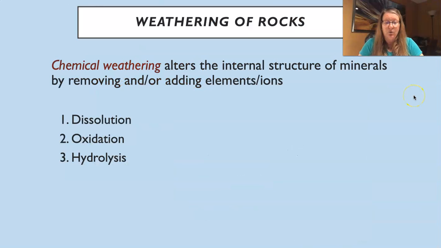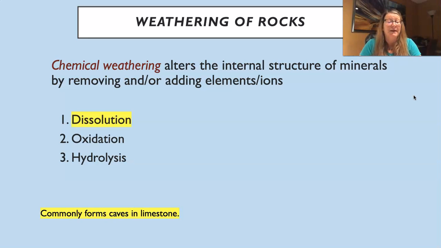The next video you're going to watch is going to be an overview of several different things, and I want to summarize them here so you kind of know what to look for. The video is going to begin by talking about chemical weathering, and again, that's the alteration of the internal structure of the minerals at the atomic level, and it removes or adds elements or ions. And there are three principal types of chemical weathering, and they're shown here.